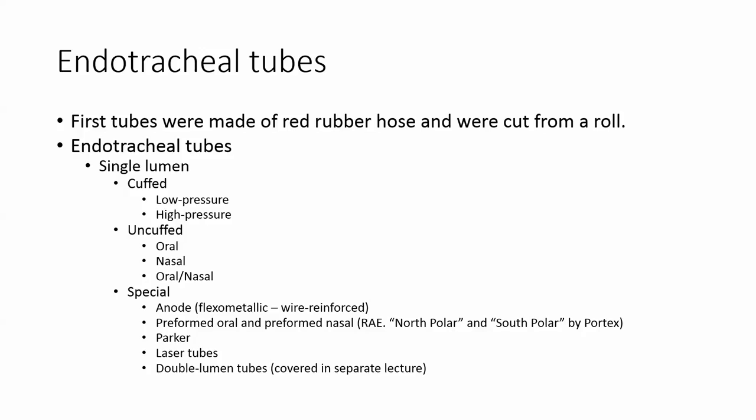We can divide endotracheal tubes up into single lumen tubes and double lumen tubes. First, single lumen tubes can be cuffed or uncuffed. They can have low pressure cuffs or high pressure cuffs.